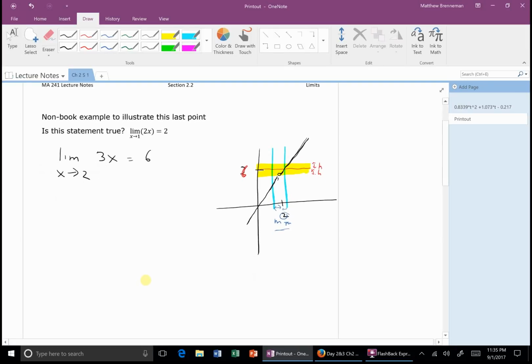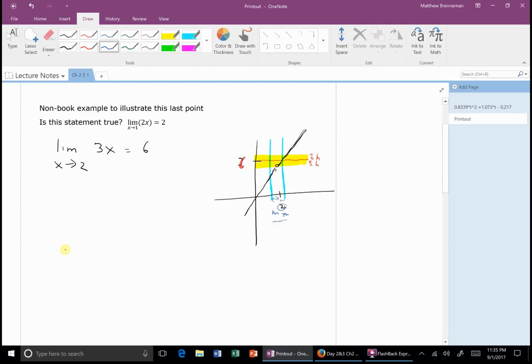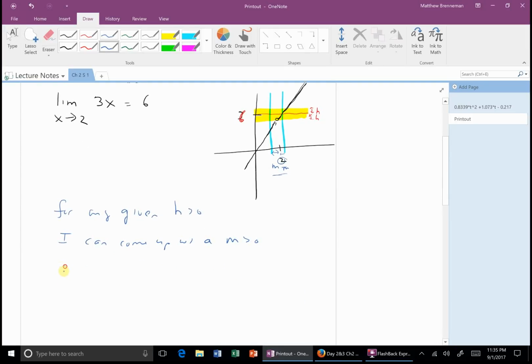So if I was going to try to do this proof, here's what I would try to show. I would try to show that for any given h greater than 0, I can come up with some m greater than 0, so that when x is in (2 minus m, 2 plus m), in other words, when x is in this m band, then this guarantees that f(x) is in this h region.